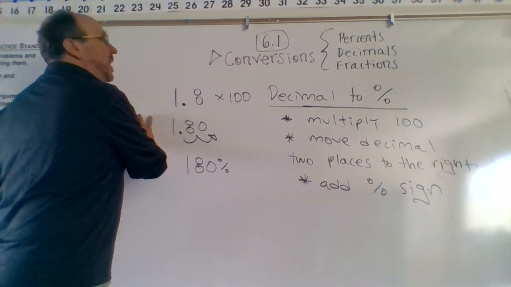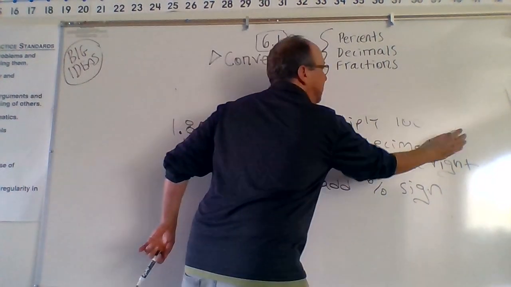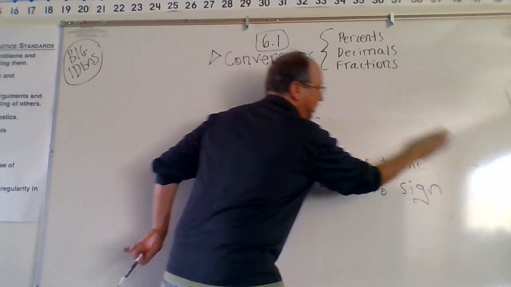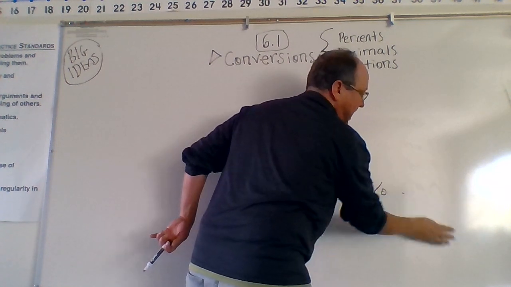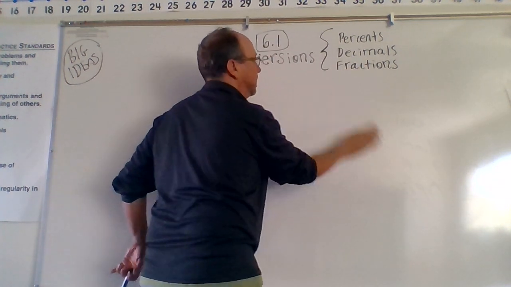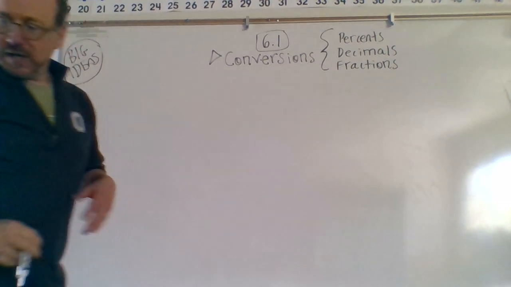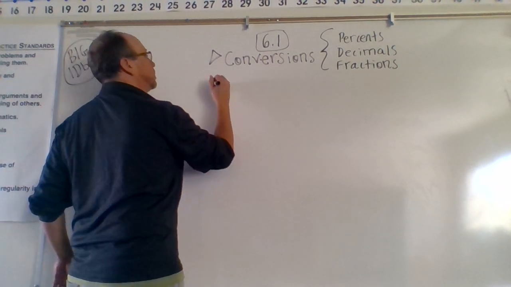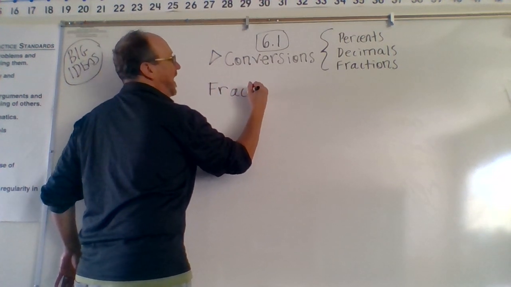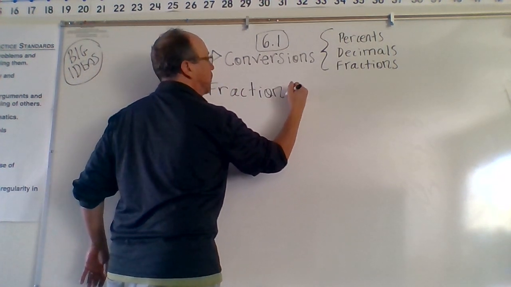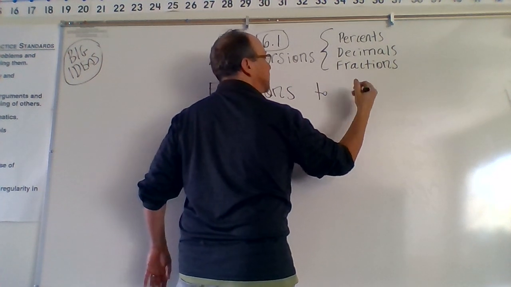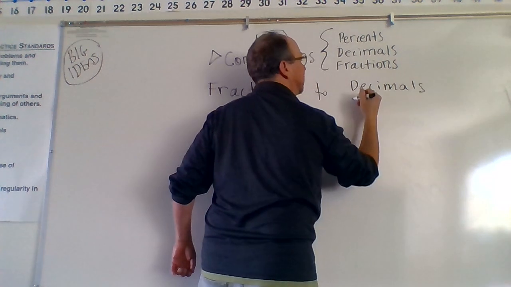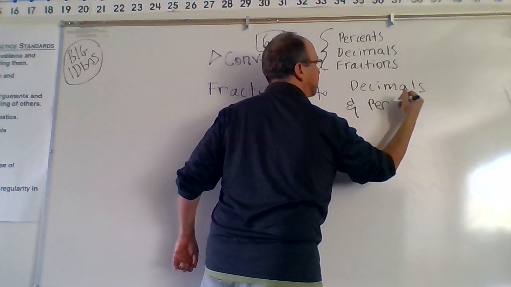So let's look at fractions, and you can go any which way with this stuff, right? Fractions to percents to decimals, and then backwards, right? Decimals to percents and everything. So I will want you to do that on the practice problems. Just take one value and then convert it into all its forms. So fractions to decimals and percents.